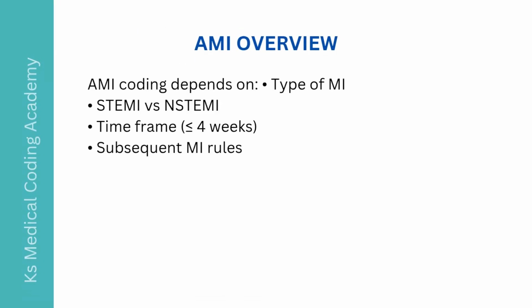AMI overview. Acute myocardial infarction coding depends on the type of MI: STEMI versus NSTEMI, the 4-week time frame, and rules for subsequent MI. These concepts are heavily tested in CPC exams.